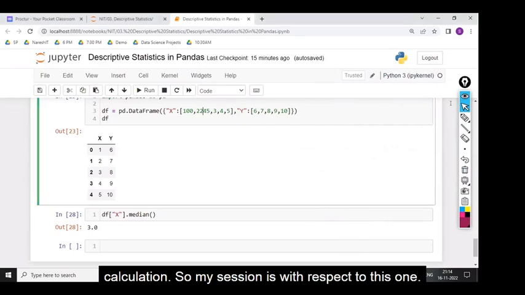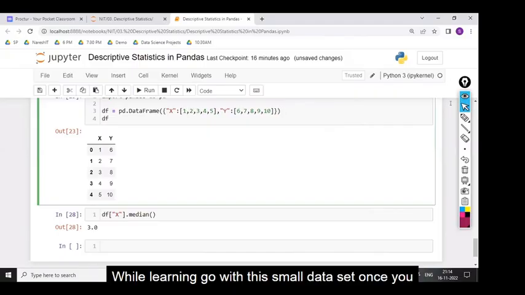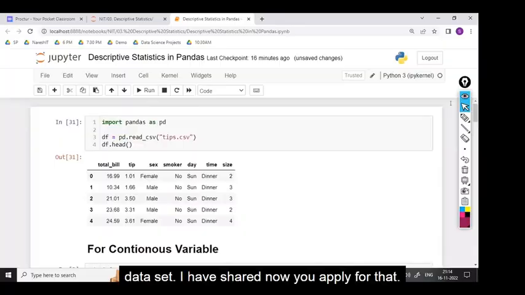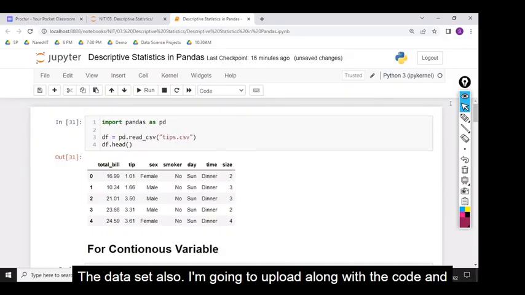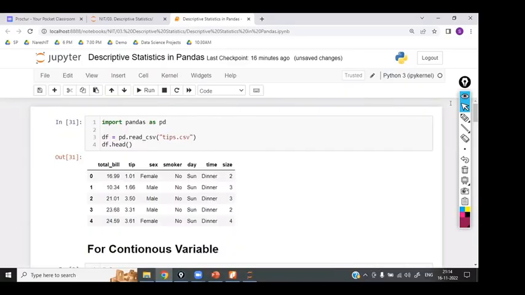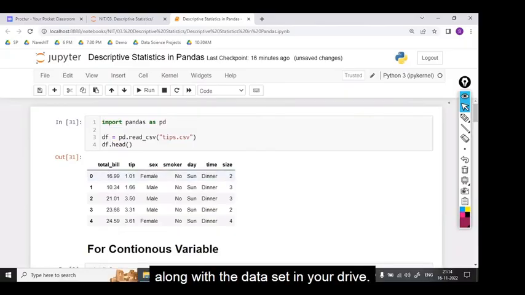So my suggestion is with respect to this one. While learning, go with a small data set. Once you are sure you understand the concepts and everything is clear, then you apply this data set, whatever data set I have shared, and check yourself. The data set also I'm going to upload along with the code and the balance notes, yesterday's notes and today's notes, everything I'm going to upload. Complete notes of the statistics theoretical part, along with the coding part and the data set, in your drive.